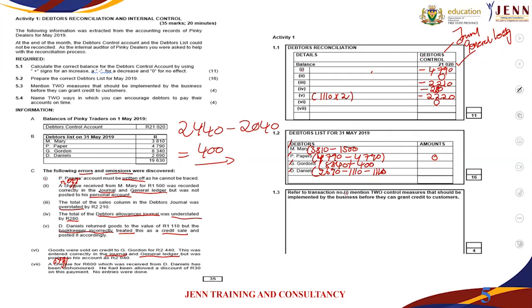Oh, I see, this one is a difficult one. Tepo, followed by Ikaelelo, but let me start with Tepo. Where are we going to record it? In both of the accounts, debtors control or debtors list?